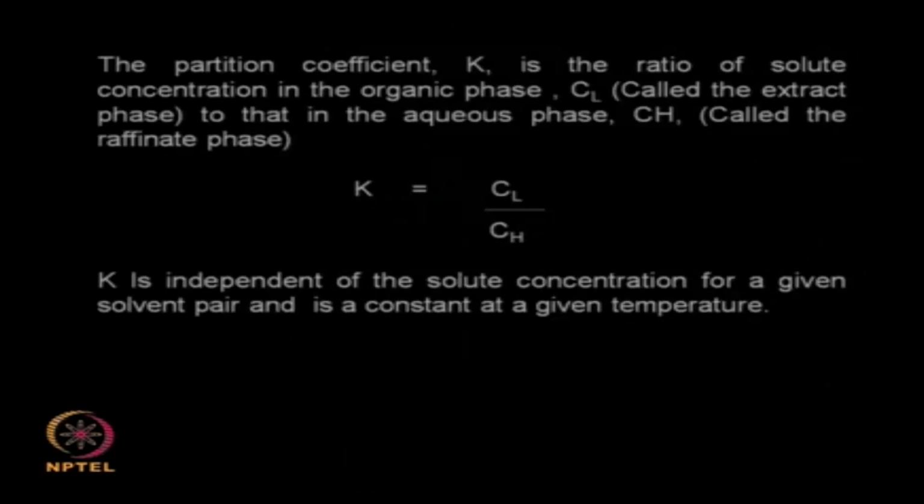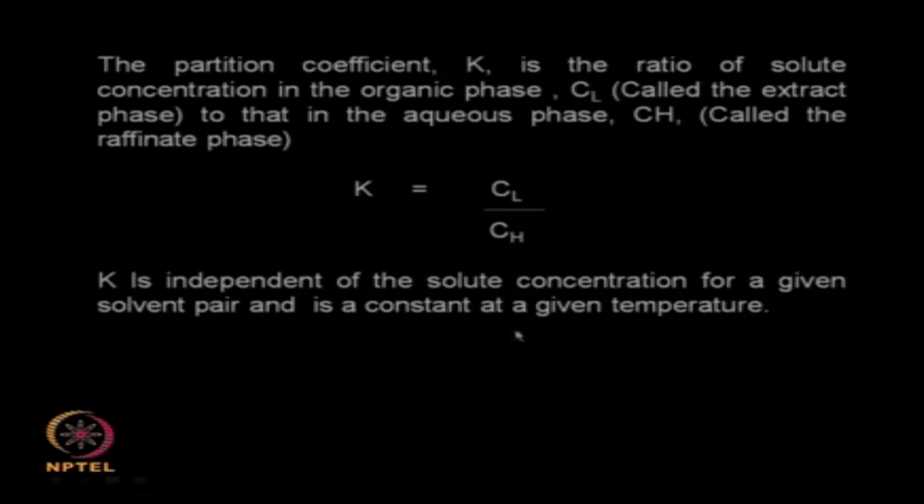So the partition coefficient can be defined like this. K is the ratio of the solute concentration in the organic phase divided by the concentration of the solute in the raffinate phase. Generally the concentration in the solvent phase will be very large, so K will be much greater than 1. The higher the value of K, the more efficient your extraction process is.